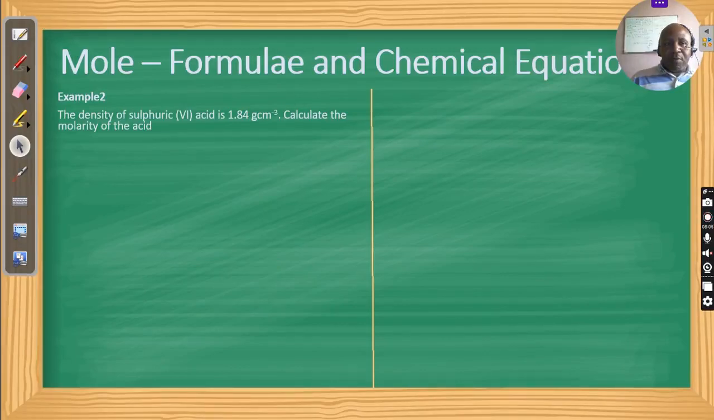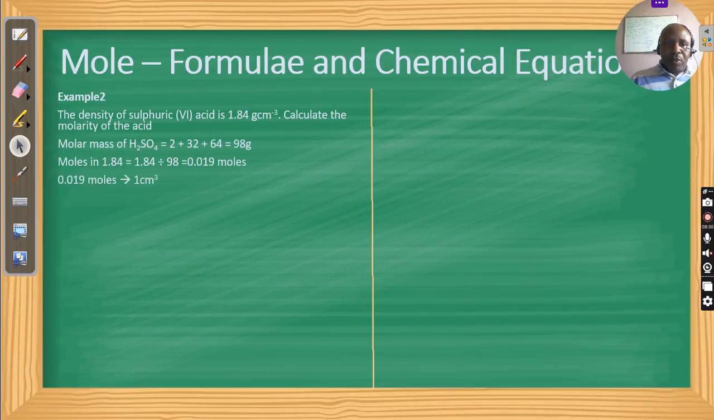Another example: the density of sulfuric acid is 1.84 grams per cm³. Calculate the molarity of the acid. That is quite simple. You take the molar mass of sulfuric acid, which if you calculate is 98 grams, then moles in 1.84 grams. You divide 1.84 by 98, you get it to be 0.019 moles. So 0.019 moles is in 1 cm³.